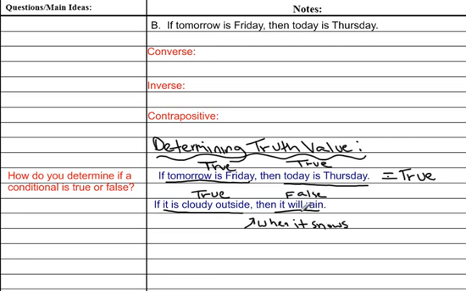So when it snows, it's cloudy outside. That doesn't mean it's going to rain. So whenever the hypothesis is true, but the conclusion is false, this is a false statement. And if it's false, you'll be able to provide a counterexample.